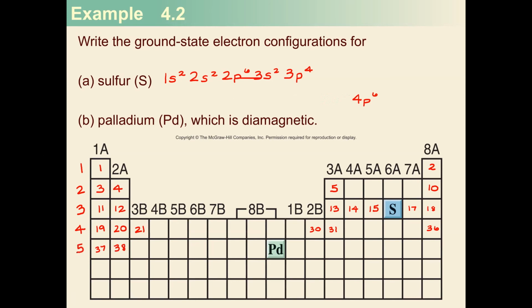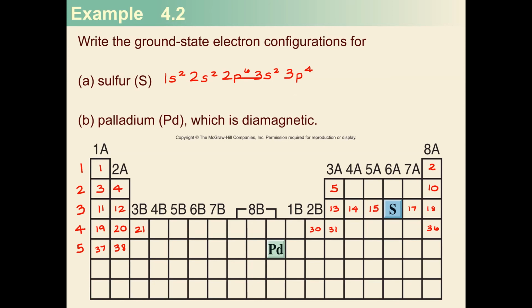So now I need to get electrons number 37 and 38. Now I'm in row 5. So if I do that, that should be 5s2. And you'll notice if I go to palladium, I will end up getting 4d8. This should be the standard fill order.